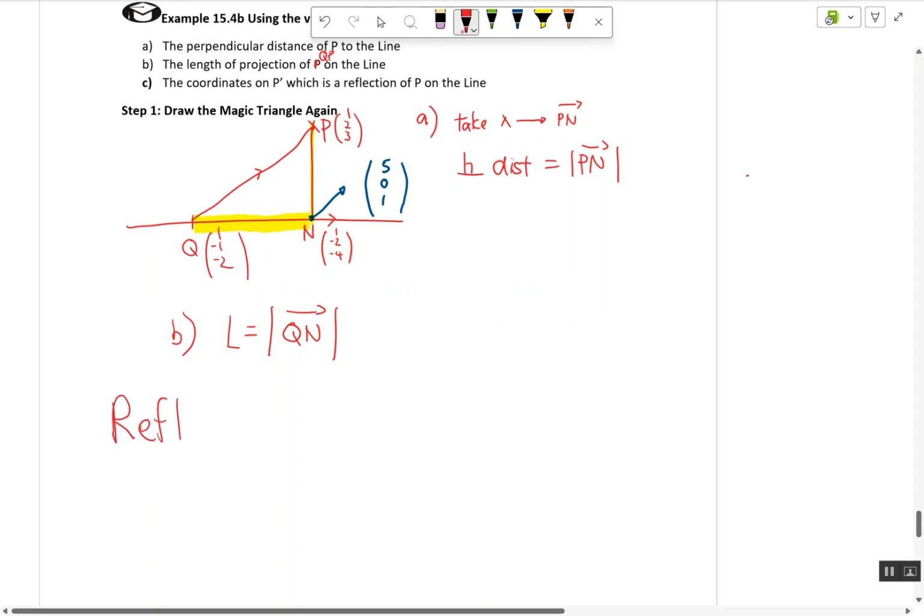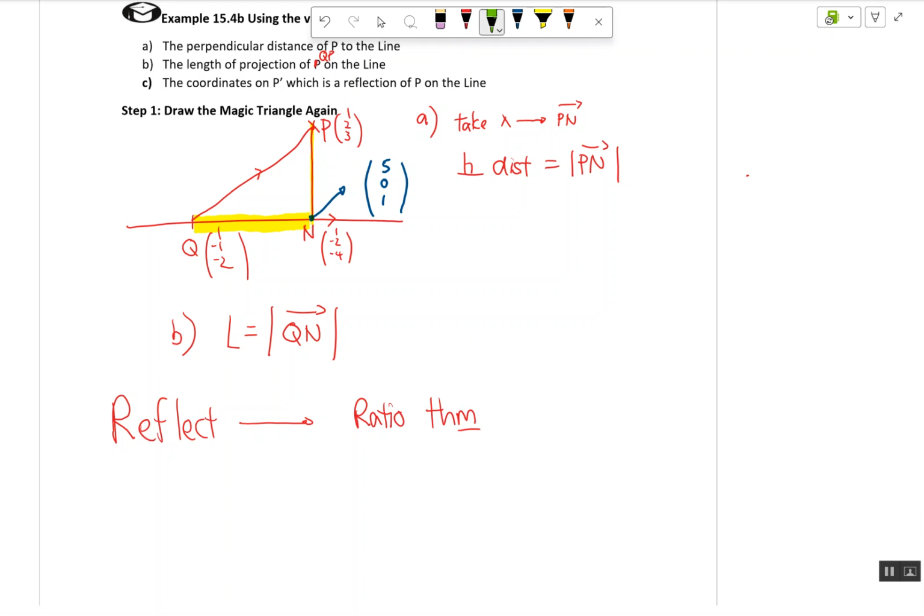Okay, reflection, you must use ratio theorem. Because reflection means that the ratio is cut into 1 and 1, is cut into half. So in this case, where is P prime? Qn, the line, is the mirror. So if P is here, then P prime is here.